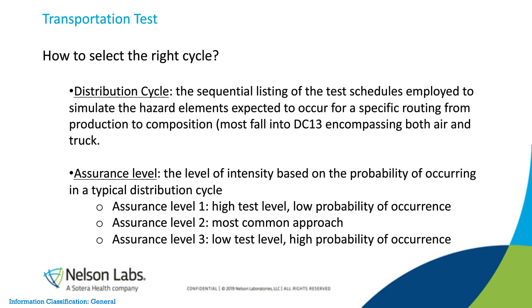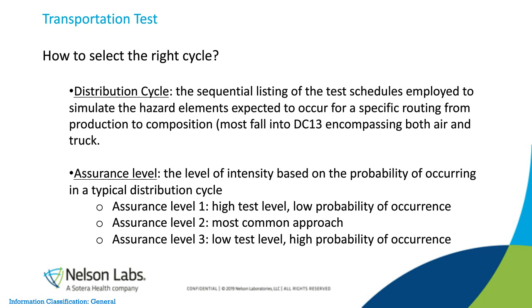And if you ship using rail, there are cycles for that. Or if your box is over 150 pounds, then there are cycles for that as well. There are also custom cycles where you can do basically anything. A custom cycle would be helpful if you were trying to investigate a distribution failure or if you want to focus on a single distribution hazard.